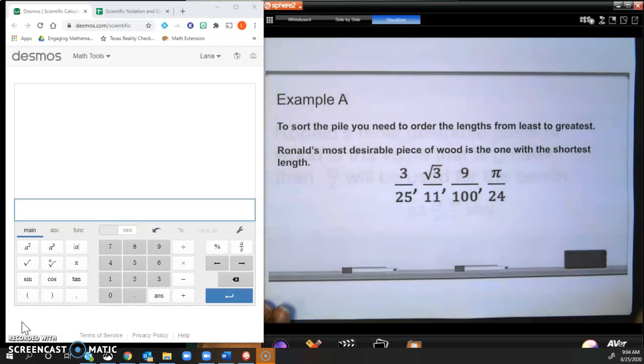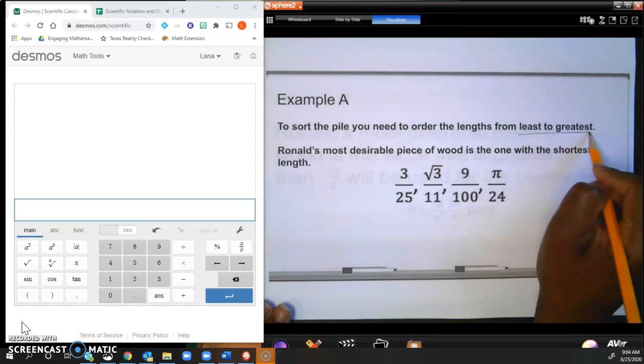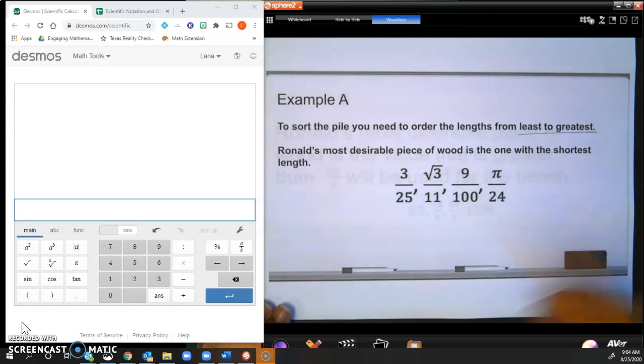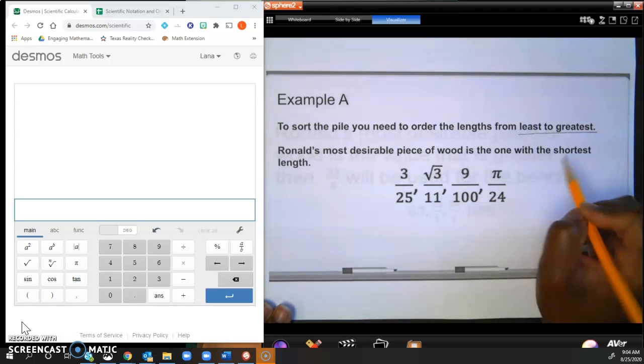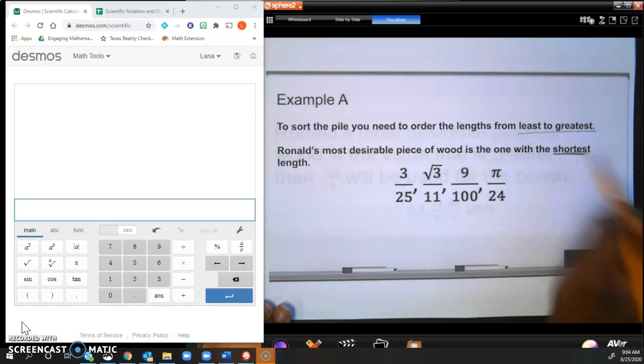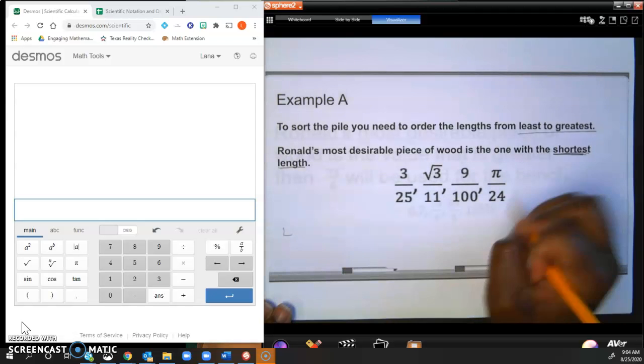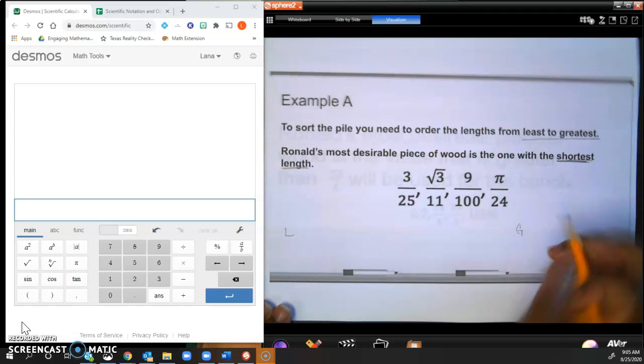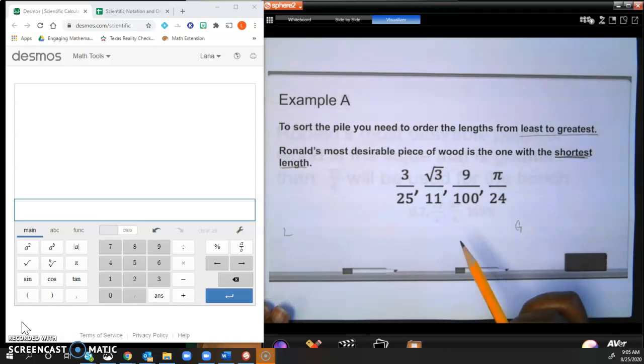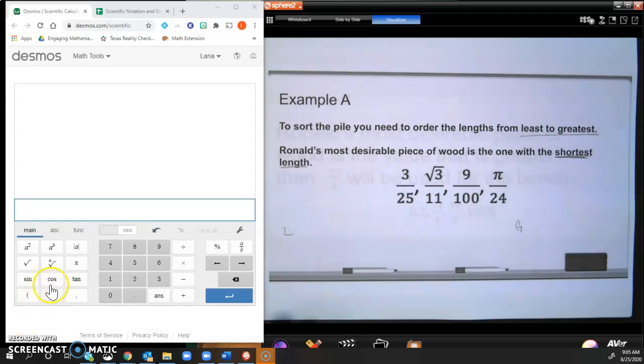It says to sort the pile you need to order the lengths from least to greatest. Ronald's most desirable piece of wood is one with the shortest length. So first I know I need to go from least to greatest, right? So I have all these numbers. What I am going to do, I'm going to use my scientific calculator. So you can go to Desmos/scientific, and then it'll pop up the calculator for you. So I'm going to convert all of these to decimals.